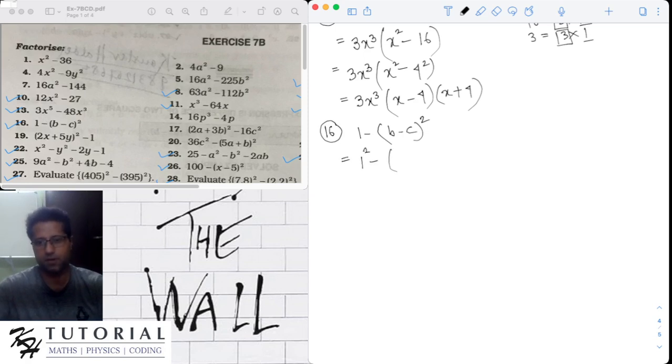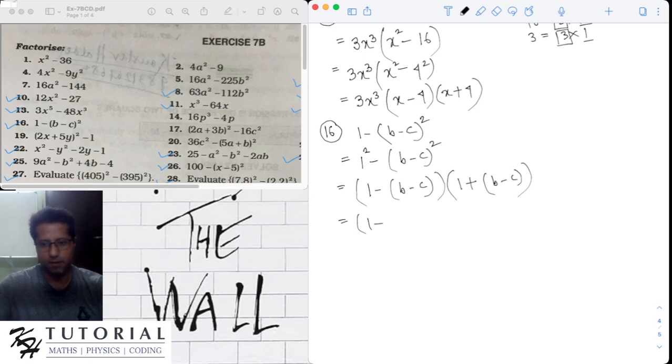So we have 1 square minus b minus c square, and we get the form a square minus b square, and then we can apply the formula a minus b into a plus b. Here a is 1 and b is b minus c. So this becomes 1 minus b plus c multiplied by 1 plus b minus c.